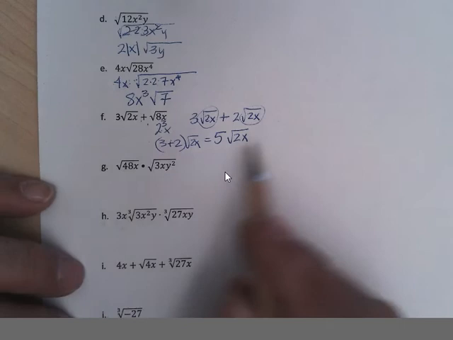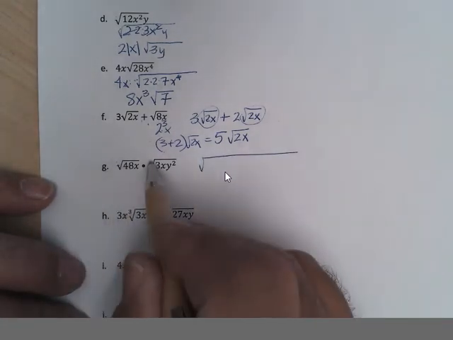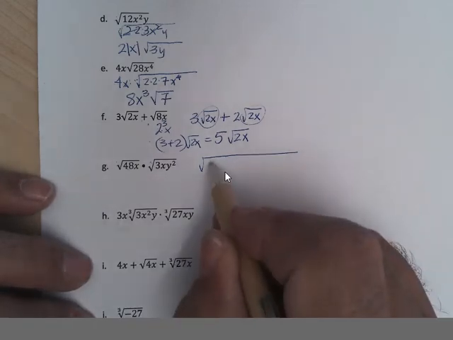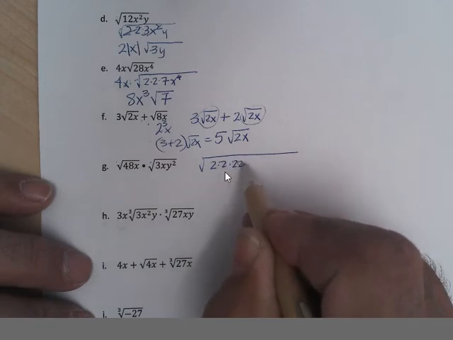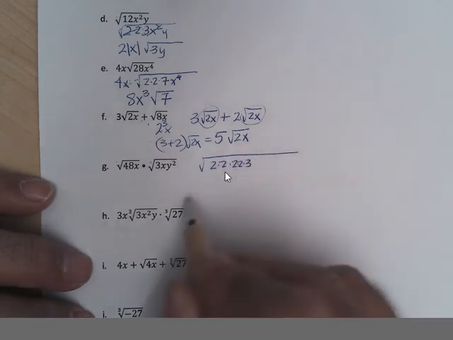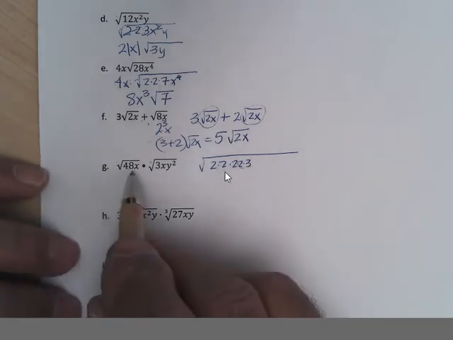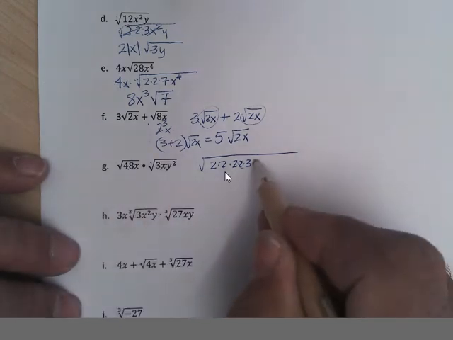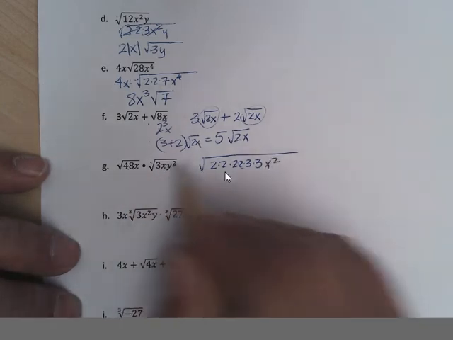These are multiplied, so we could put all of these under one square root. They're the same root sign, so we can put it all under one. 48 is 4 times 12. 12 times 4 is 48, or 16 times 3 is 48, or 6 times 8 is 48, whichever way you want to do it. That's the 48. We have a 3. X times x is x squared, and a y squared.